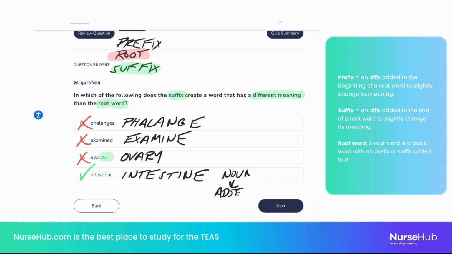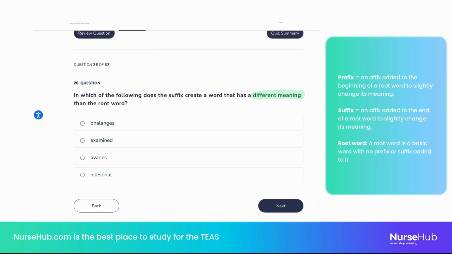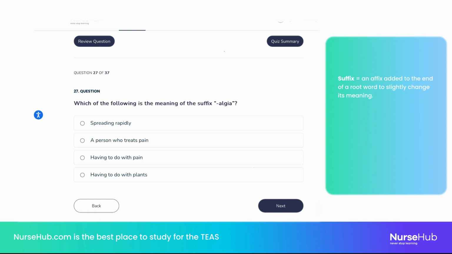All right, so looking at a little bit of word parts, and again, this one's a little bit more like a puzzle. You have to think a little bit outside the box. I find talking it through to myself is super, super helpful in questions like this. But the answer is intestinal. 27 out of 37. Oh my goodness, we have 10 left. We are rocking. All right, which of the following is the meaning of the suffix? Again, the suffix again. So another word part question.